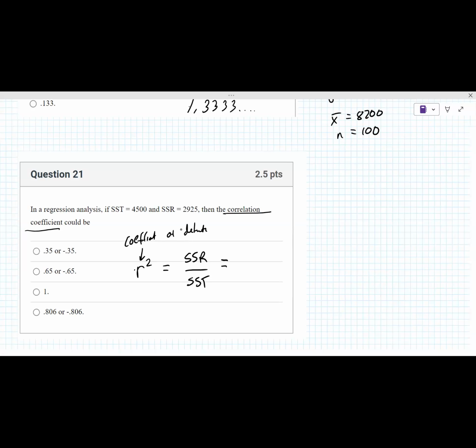They're giving you SSR 2925, and they're giving you SST 4500. To find R, you have to take the square root of this number. But when you take the square root, it's either plus or minus. That's why you're seeing those answers there. So if you got a calculator handy, go ahead and calculate that.